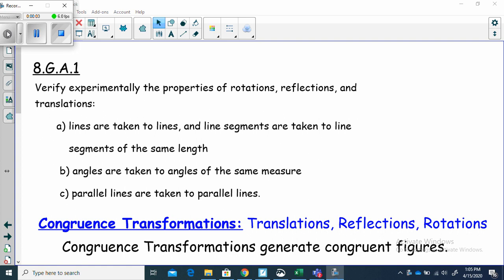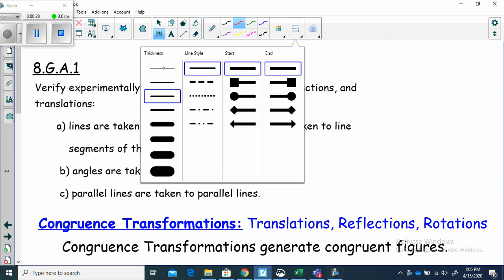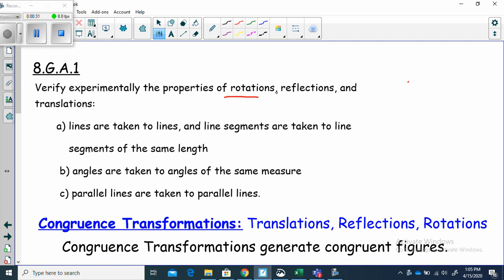This is standard 8GA1. We're into geometry now. We're going to be talking about moving figures around, creating congruent figures, and even creating similar figures. Now, what this standard says is that we're going to verify experimentally the properties of rotations, reflections, and translations. Those are what we would call our congruence transformations: rotations, reflections, and translations. They create a figure that's the exact same size and shape as the original.